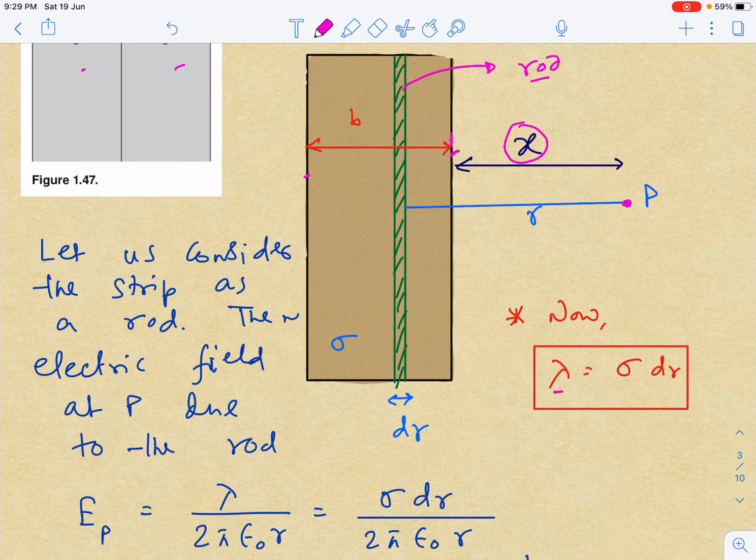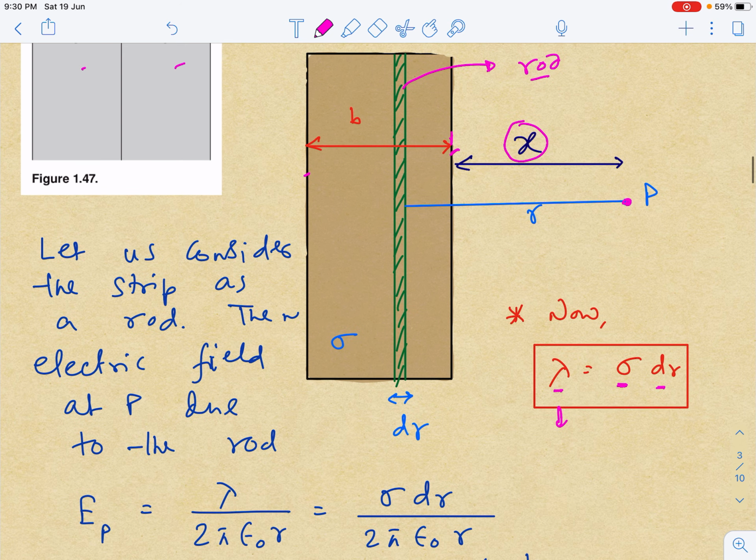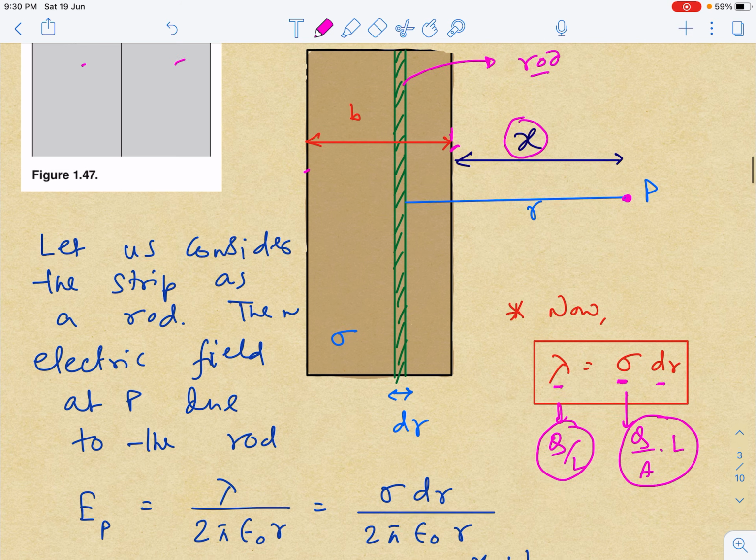So lambda is basically equal to surface charge density into dr. Correct? Since it is a long wire, infinitely long, the charge per unit length lambda will be equal to sigma, charge per unit area, into dr. You can check the dimension. You see here, this is charge per unit length. This is charge per unit area into length. So length and area cancel, charge per unit length, charge per unit length. Dimensionally it is valid, so there is no problem.